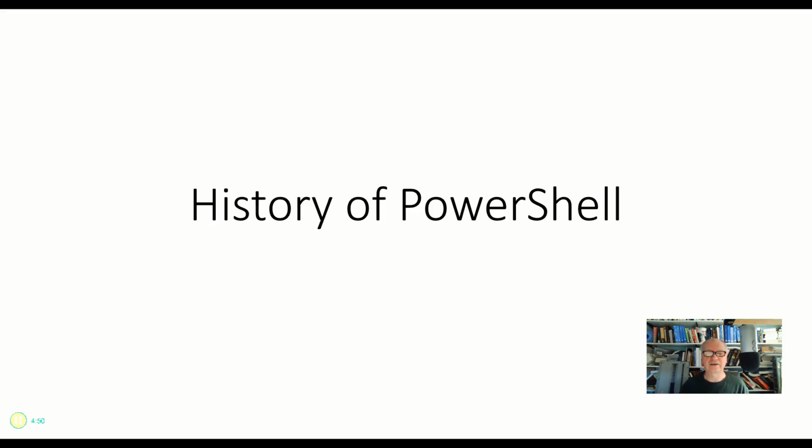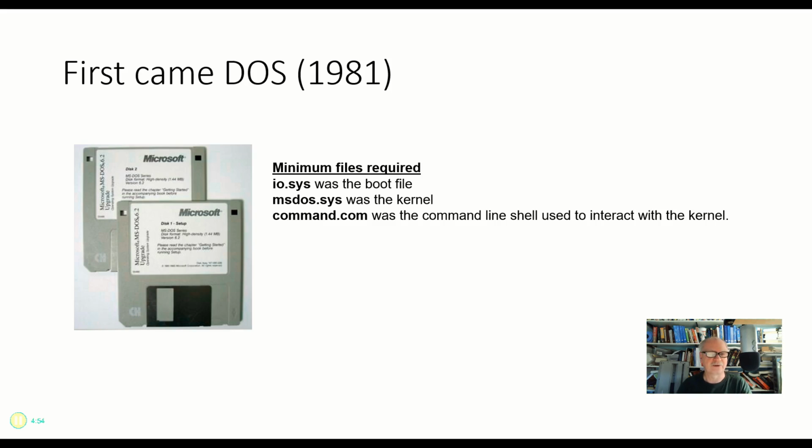Let's look at the history leading up to PowerShell. First of all, we had DOS, 1981. It had to have these three files: io.sys, ms-dos.sys, and command.com. All three files had to be there for this thing to actually run. And it had the boot file, kernel, and then that interface, which of course is where we're actually going to be going here in our look at PowerShell.